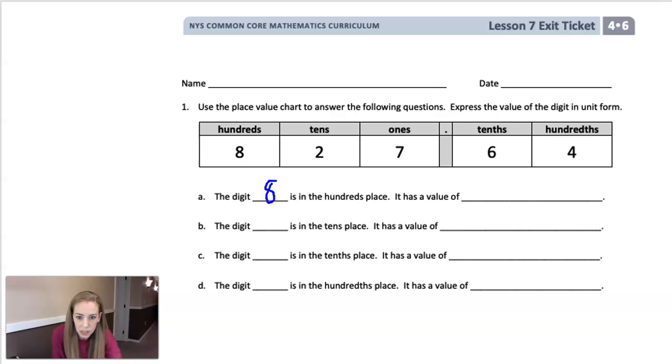So this is an 8. And how much is it worth? And that would be 800. Okay. The digit 2 is in the tens place and it has a value of 20. Now they're looking at tenths. They didn't go all the way in order. They skipped the 1, so pay attention to directions. 6/10 and it has a value of 0.6. And the digit 4 is in the hundredths place and it has a value of 0.04.